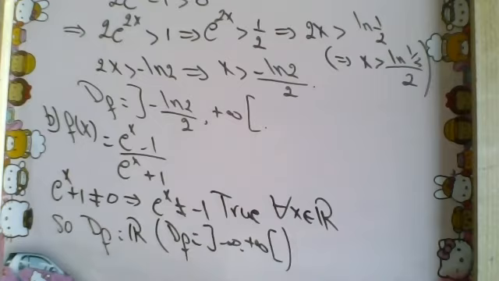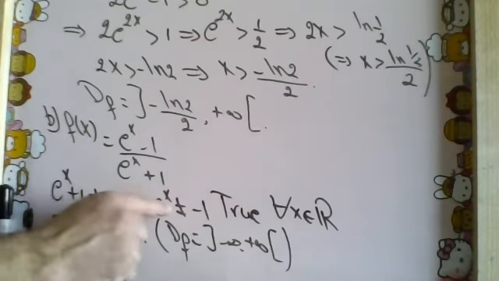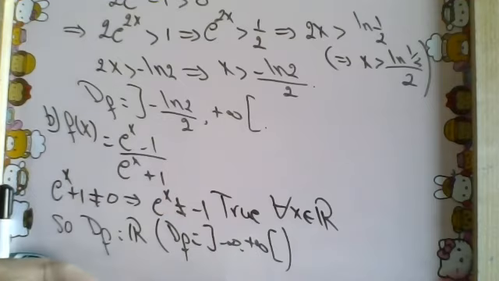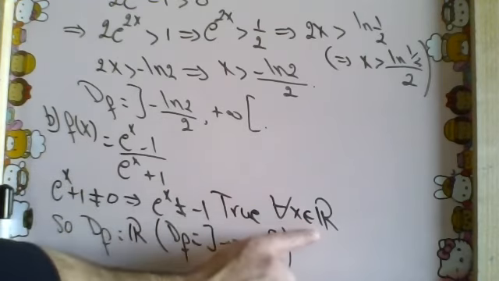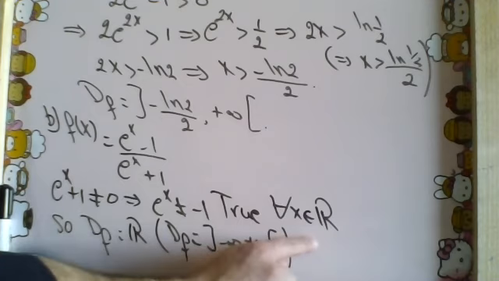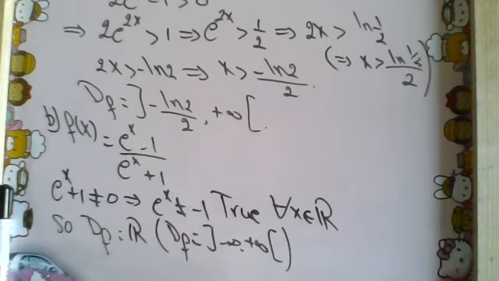As I said, it's forbidden for it to be negative: e power x cannot be negative. But x can be anything. You keep saying it's true for every x in R, true for all real values of x. What does that mean? Whatever x is, even if x is negative, e power x stays different than negative 1. So x goes from negative infinity to positive infinity.